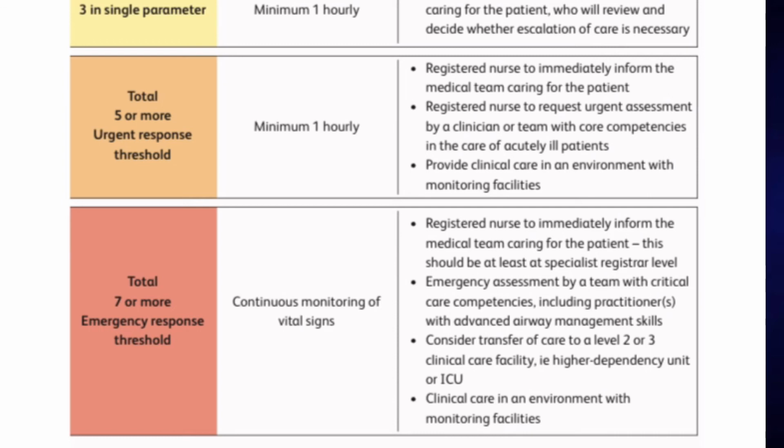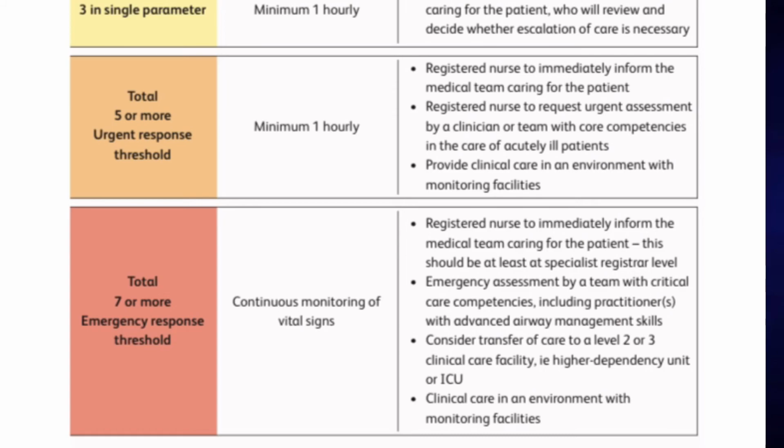Okay, I hope you got it. I don't want to explain too much. It is really self-explanatory and you won't get more than 5 most of the time. So don't stress too much or panic about the documentation. What you really need to bother about is, if it is 3 in a single parameter, you have to do minimum 1 hourly.